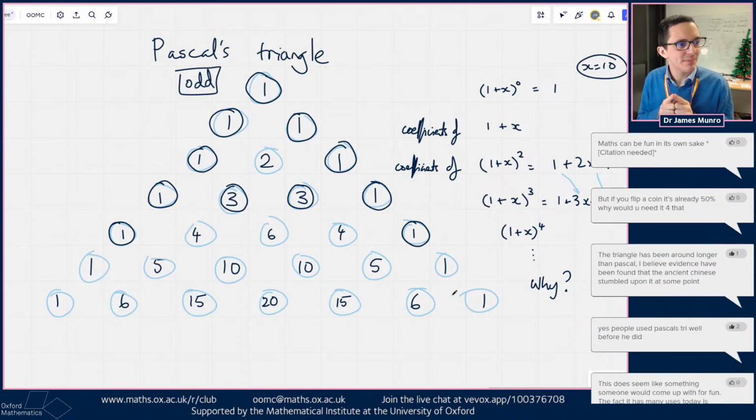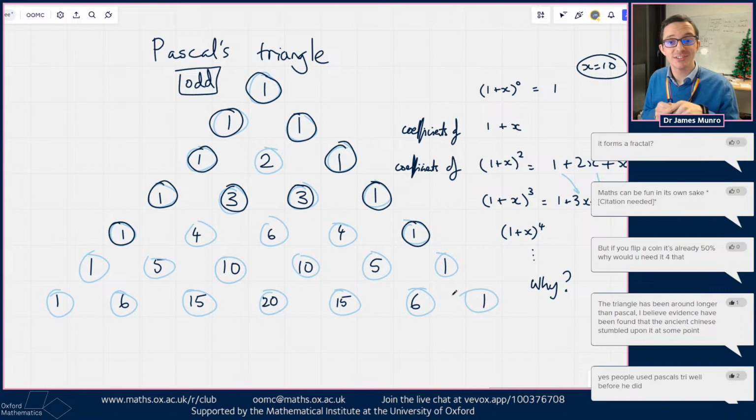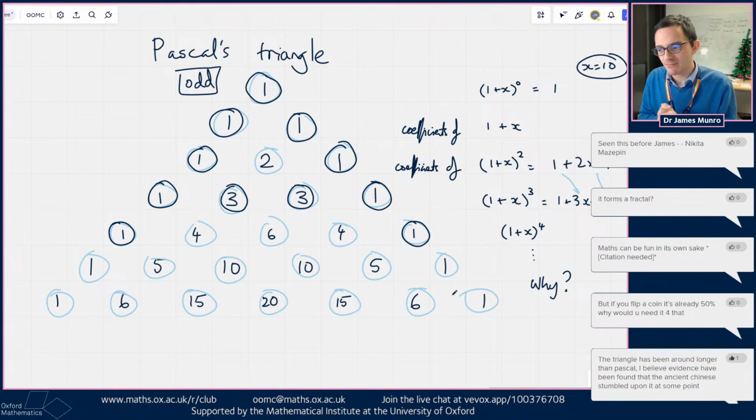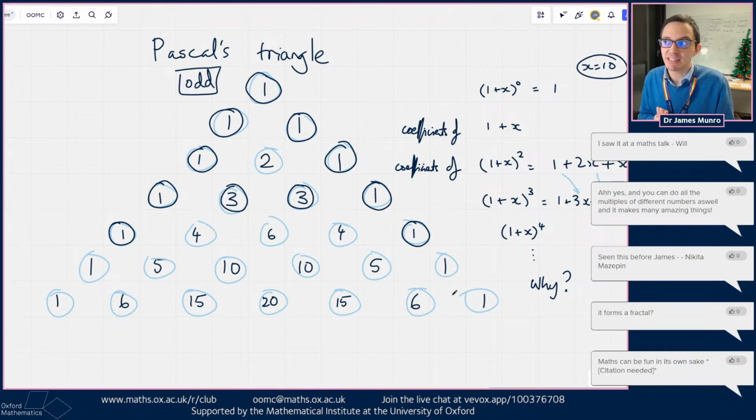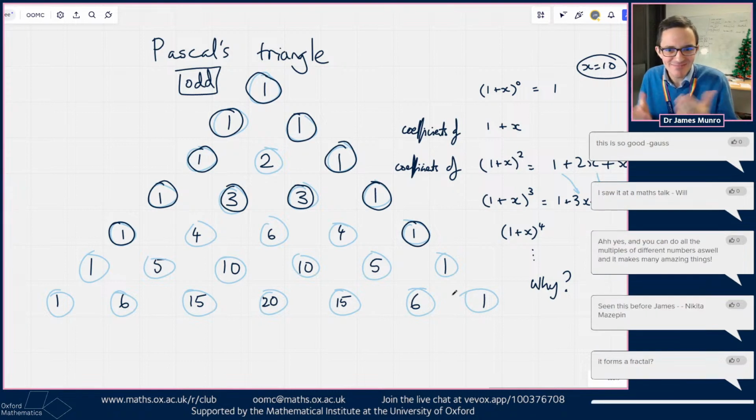We're going to flip a lot of coins. If you flip one coin, 50-50, you don't need any triangles or maths for that. If we're going to flip 6 coins, you expect about 3 of them to be heads. What's the probability that 2 or 3 or 4 of them are heads? I can imagine a world where no one really knew how to do that calculation, but you've got to do something like that. We've seen this before. Okay, Nikita Mazepin has seen this before. Yeah, okay. Math can be fun for its own sake. Citation needed.